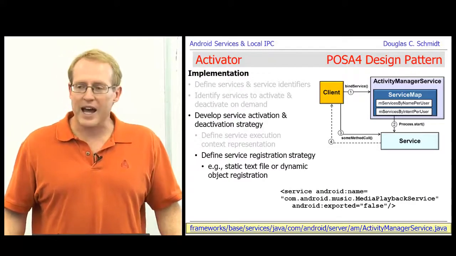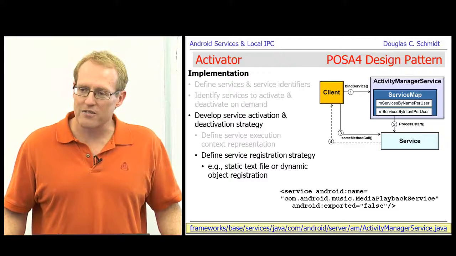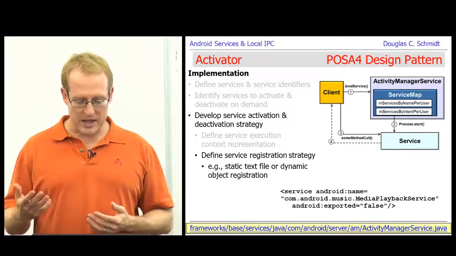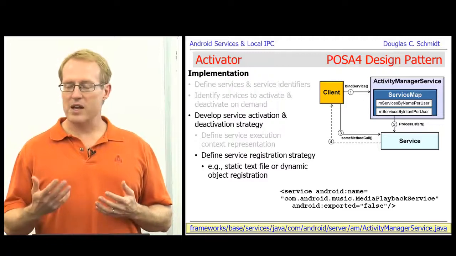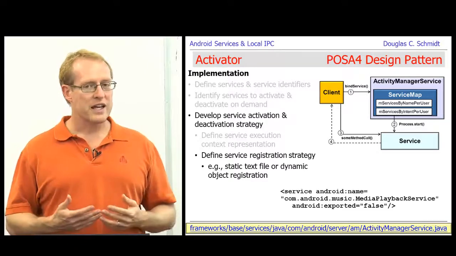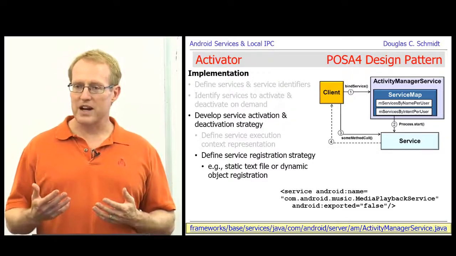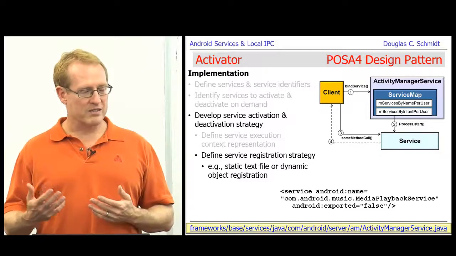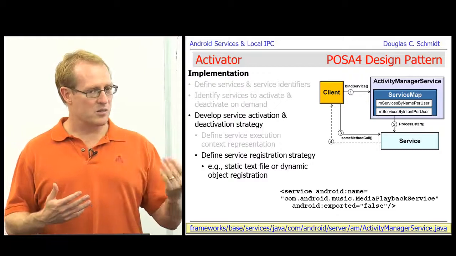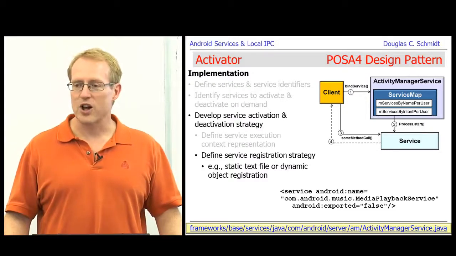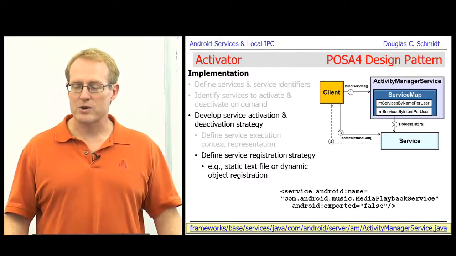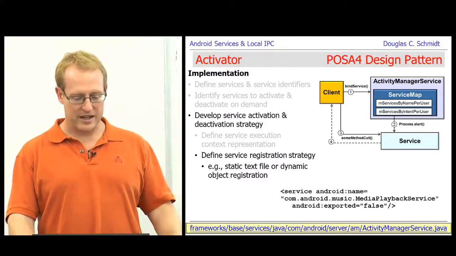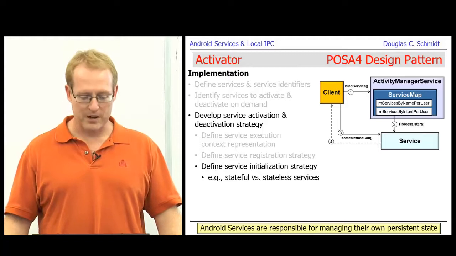You also have to figure out how the service is going to register itself with the activation framework. Is it going to do it dynamically by some kind of API call like register service? Is it going to do it more statically by defining various things in a manifest file so that when things get started, the system knows which place to launch and how to dynamically load the various resources in and so on? Those are decisions. Android typically goes with a static text file approach with a manifest file.